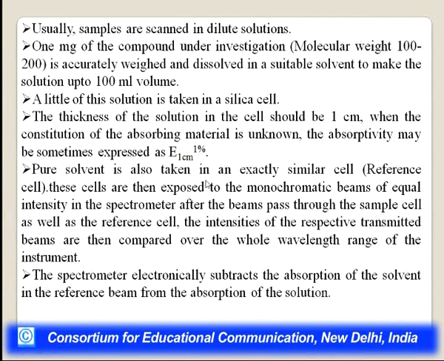Pure solvent is also taken in an exactly similar cell, or we can say a reference cell, and these cells are then exposed to monochromatic beams of equal intensity in the spectrophotometer. The beam passes through the sample cell as well as through the reference cell. The intensities of the respective transmitted beams are then compared over the whole length of the instrument. The spectrophotometer electrically subtracts the absorption of the solvent in the reference beam from the absorption of the solution.